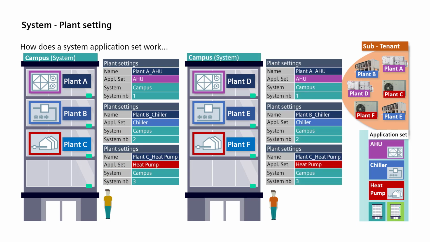Let us now consider the case where similar buildings are managed in one administrative unit. In this case, it is important that the system number is assigned the same in all buildings according to their application. This means that all air handling units are assigned to number 1. If the numbers are not assigned correctly, the system dashboard would mix data points from the different applications. Let's take a look at the system settings.